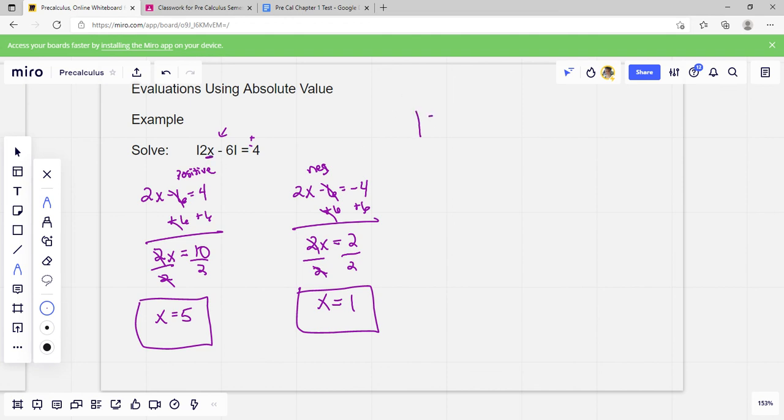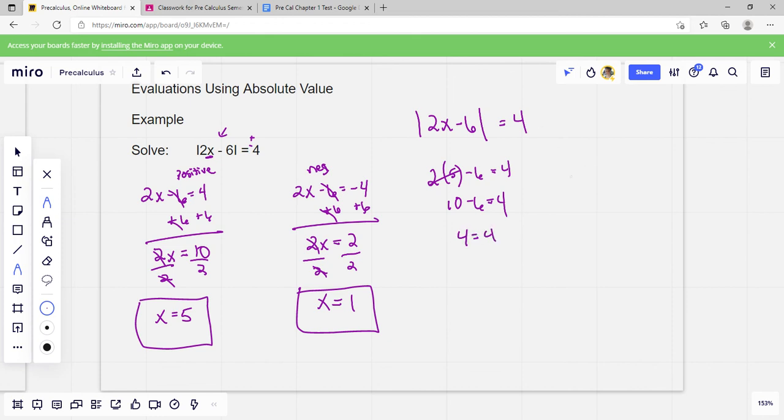So if we said 2x minus 6 equals 4, and we fit this 5 in there, we'd have 2 times 5 minus 6 equals 4. 2 times 5 is 10, minus 6 equals 4. Okay? That would be our 4 equals 4.